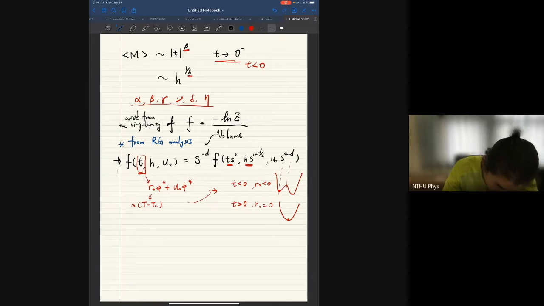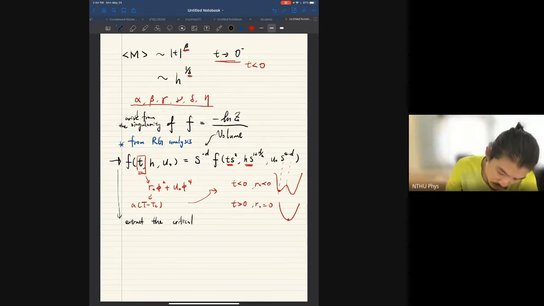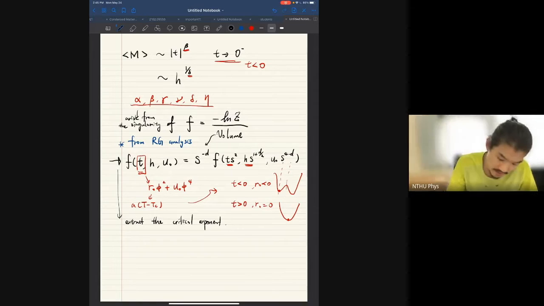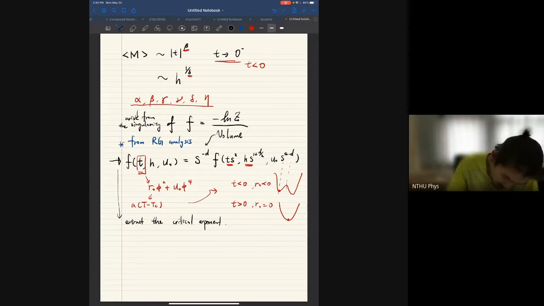So we can now use the RG to extract the critical exponents, and then compare the RG analysis with the mean field and see whether they agree with each other. That is the motivation. This part is clear, right? So now we can compute the critical exponents, first the magnetization.